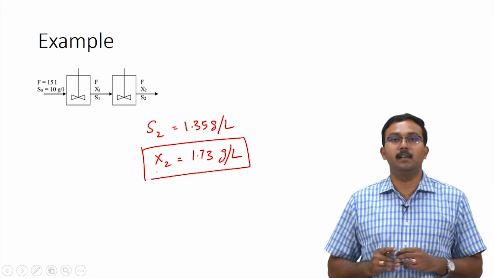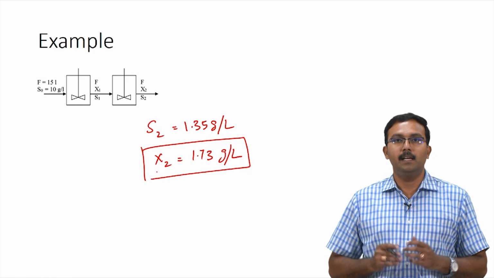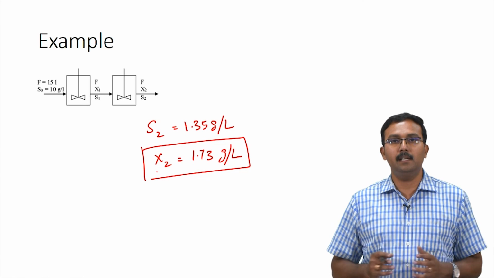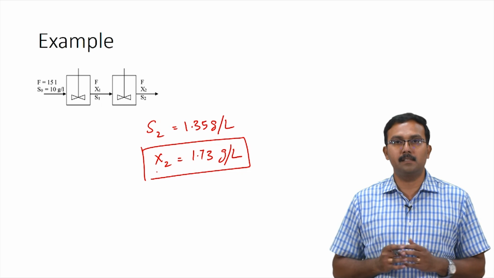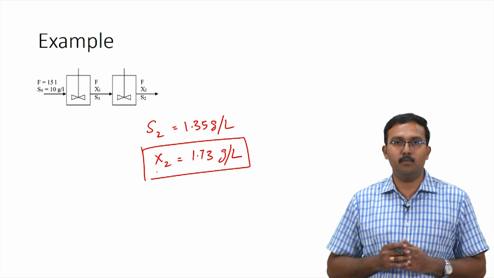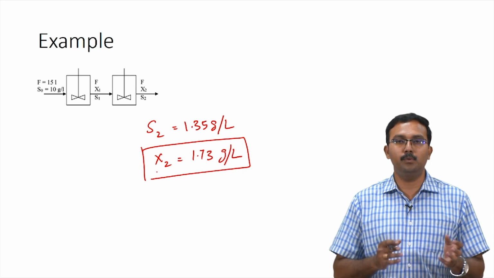So, based on the system which we have looked at, the reactor with 100 liters volume and a single system actually gives a higher biomass concentration compared to two smaller reactors in series. So, with this I hope you have full understanding of how to perform material balance calculations for systems where cell culture is happening. Thank you.